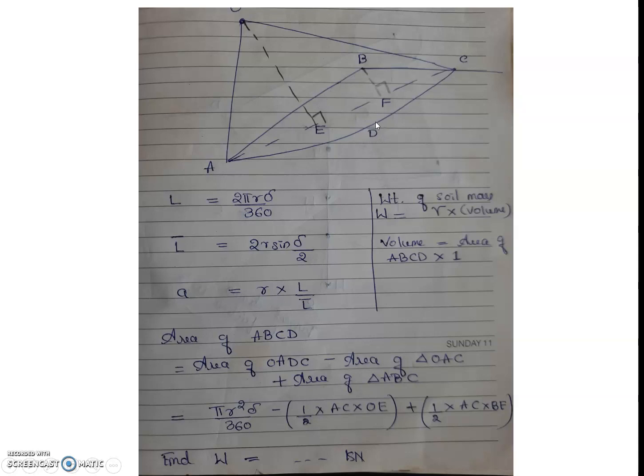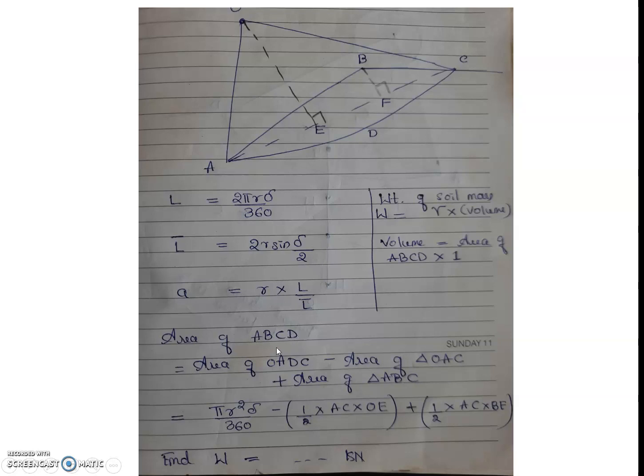D is the mark which is on the curve AC. To find the weight of the soil mass, we know the formula, that is unit weight into volume, because unit weight is weight by volume. So weight W equals unit weight into volume. Volume can be found using the formula area into width. So here the area of ABCD has to be found out and width is assumed to be equal to unity, that is 1. Now we will find out what is the area ABCD, that is the area of the wedge ABCD.